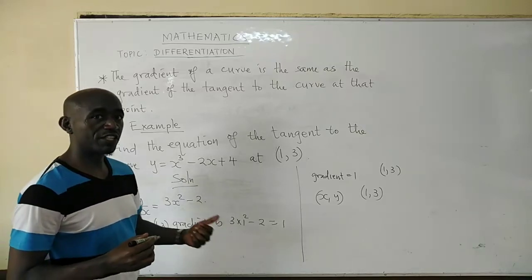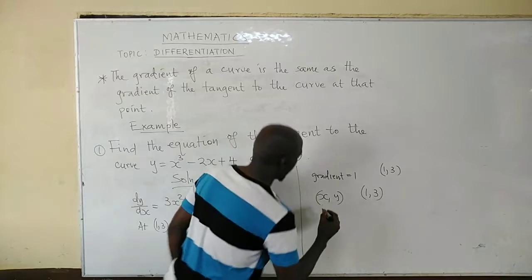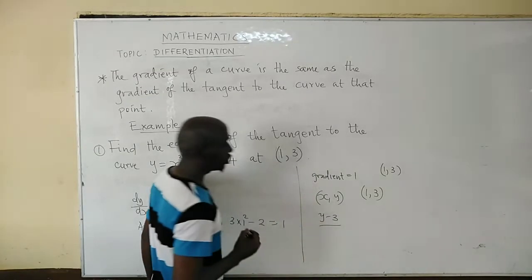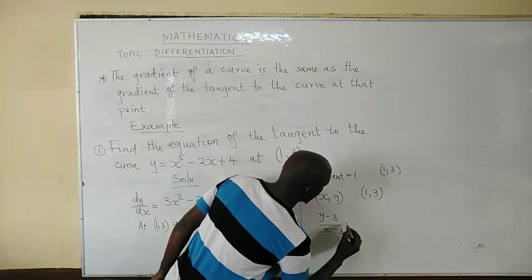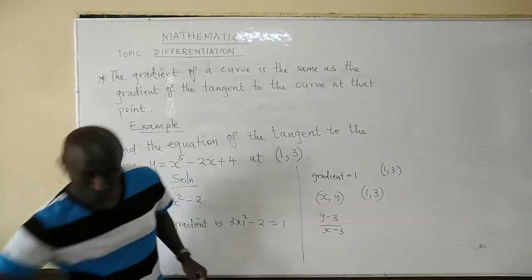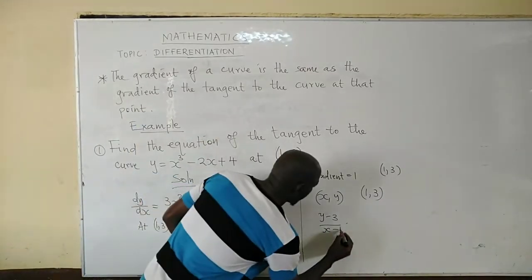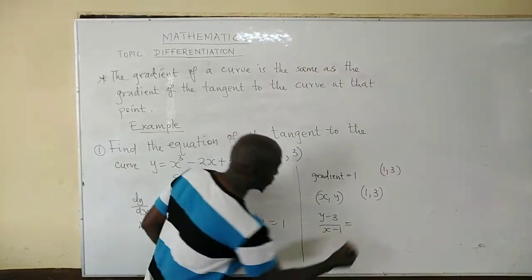And the change in y over change in x is the gradient. So change in y is y minus 3 over change in x, which is x minus 1, equals the gradient, and our gradient is 1, so it equals 1.